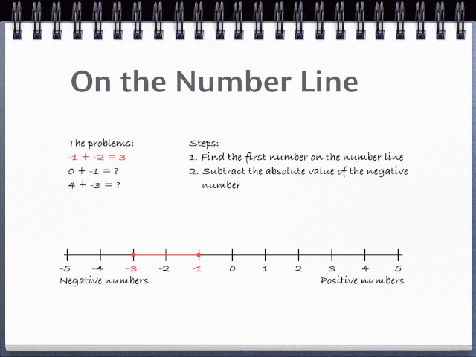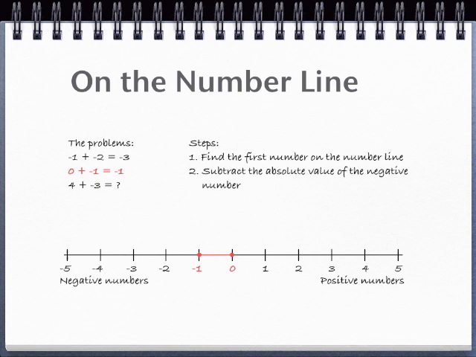Next question. Again, start by finding the first number, 0, on the number line. This should be a familiar routine by now. Since adding -1 is the same as subtracting 1, we'll just move 1 to the left of 0, which gets us to -1, which happens to be the answer to 0 plus -1.